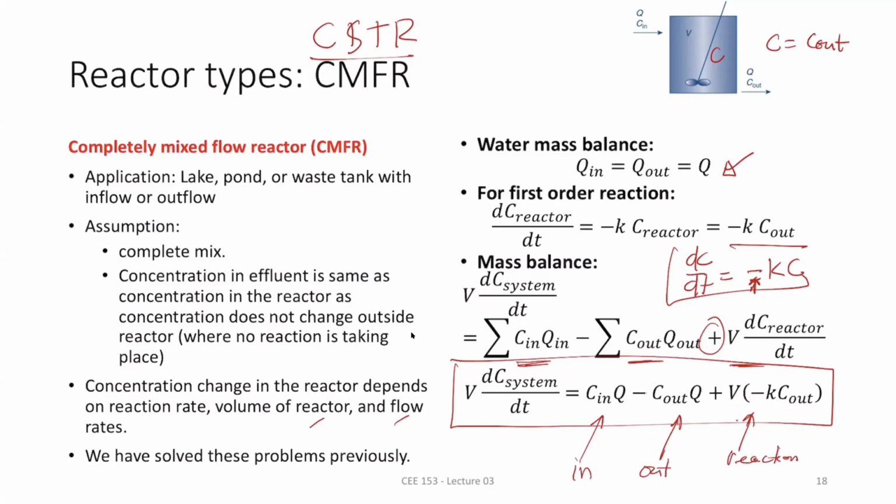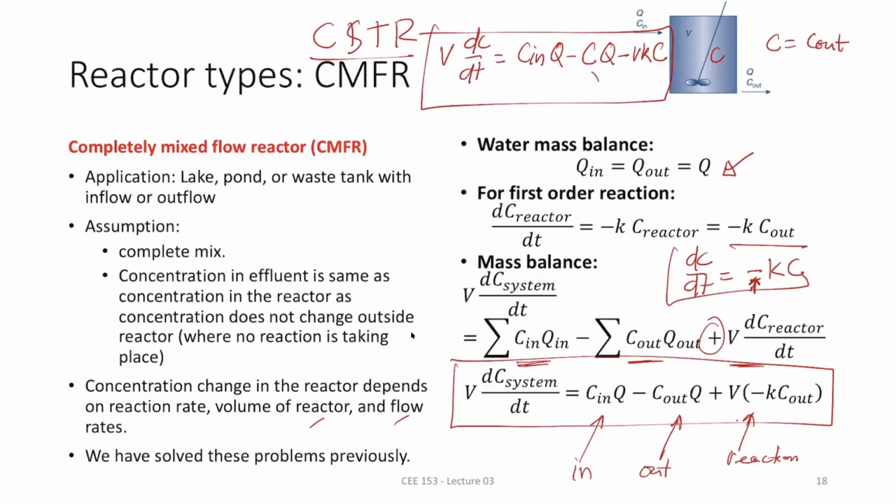Now to solve it, if I write the mass balance equation, it will be V dC by dt of the system equals C in Q minus C out Q, where C out is the same as C, the contaminant in the system, because that's a mixed reactor, minus VKC. Okay, so now this is your final mass balance equation. All I did is change the concentration term based on the mixed reactor equations. Usually C in, the concentration that's coming in, is given to you. Flow rate is usually given to you. Volume is given.